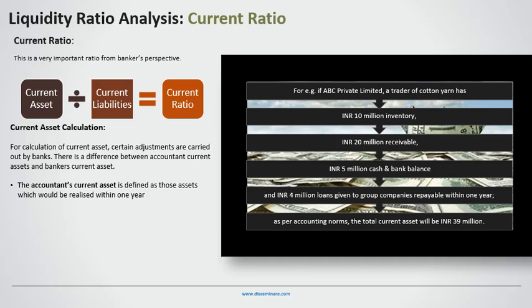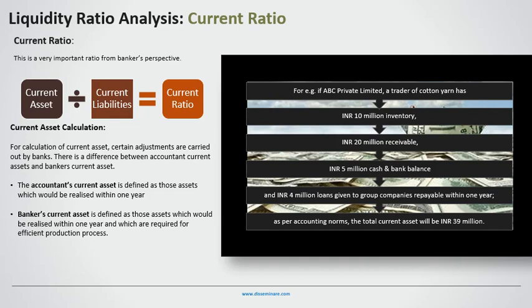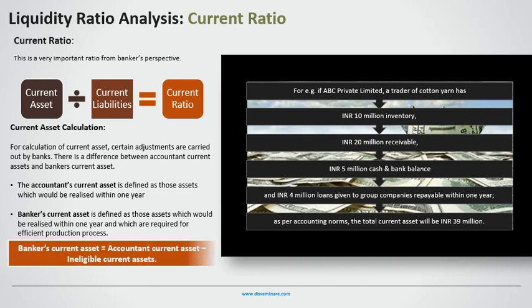In this case of ABC Limited, the banker shall make their own calculations of the current asset. Banker's current asset is defined as those assets which would be realized within 1 year and which are required for the efficient production process. The banker shall consider some of the current assets ineligible for calculation. Please note, banker's current asset equals accountant's current asset minus ineligible current assets.